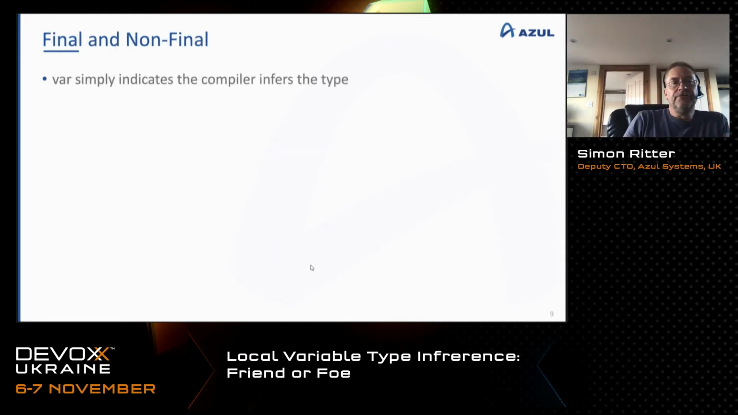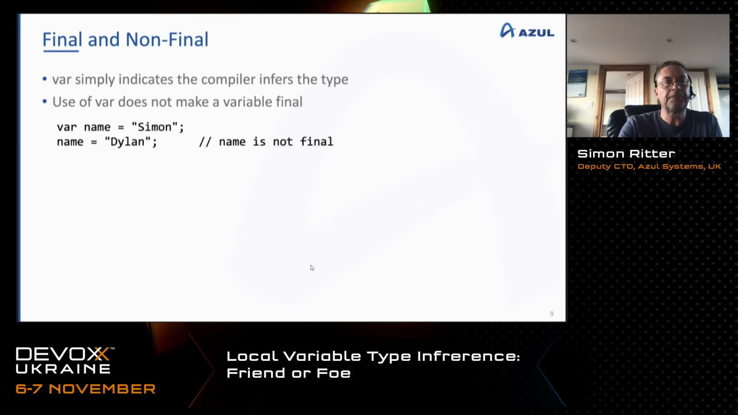Final and non-final. So in this case, what we need to understand is that var, all it does is tell the compiler to infer the type of the variable. It doesn't tell it anything in terms of whether that variable is final or non-final. And as I said, if we have something like this where we say var name equals Simon, we haven't made it final. We've simply said we've got a variable called name, assigned Simon to it, and then if we want to, we can change it later on.